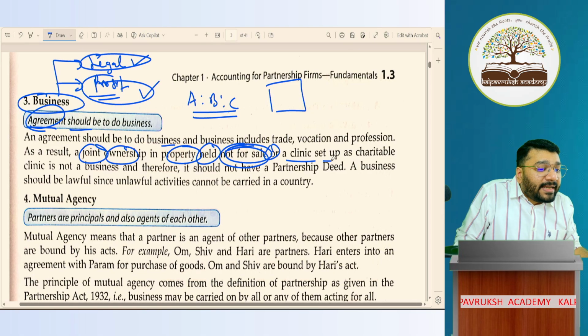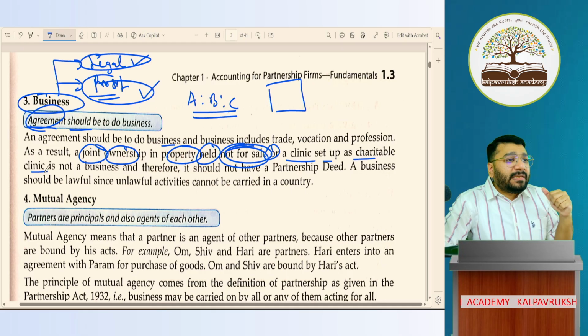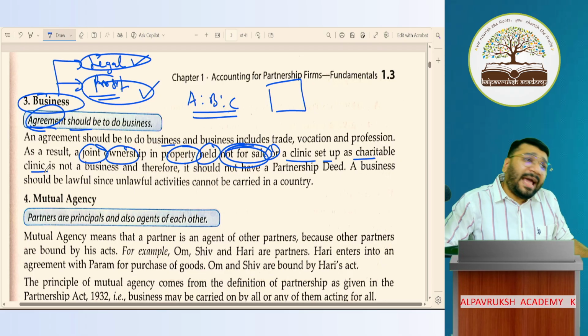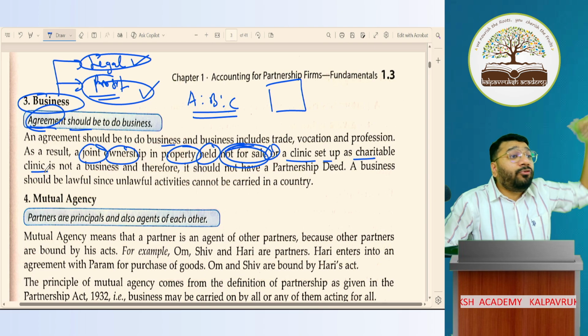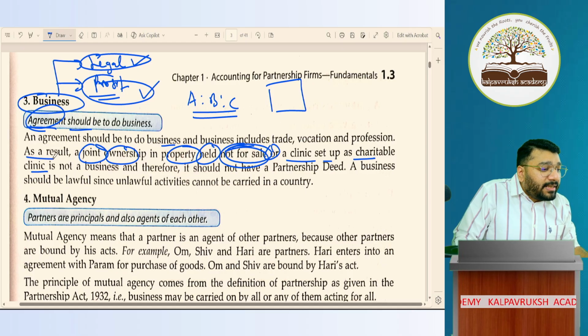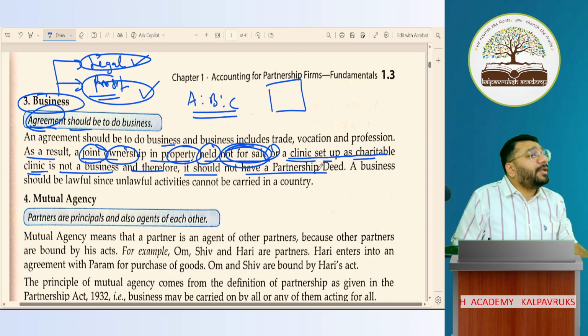Or a clinic set up for a charitable purpose. So we formed a partnership business that will construct a hospital, and in that we'll do free treatment for the people. For that purpose, can we create a partnership business? The answer is no. For that, I have to create a trust or a society. As a result, a joint ownership in a property held not for sale or a clinic set up for charitable purpose is not a business, and therefore it should not have a partnership deed.